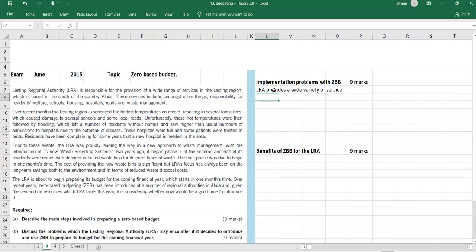What would the problem be? I think we could put an equal sign. The problem would be creating decision packages, you'll put it as DP, decision package, for each type of service will be difficult. So creating a wide variety of decision packages would be very difficult here.